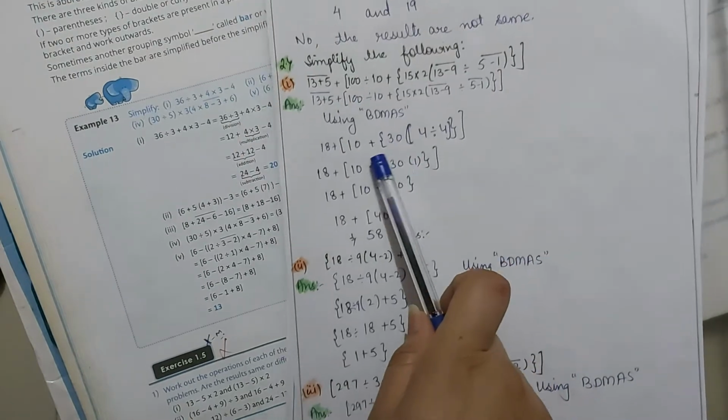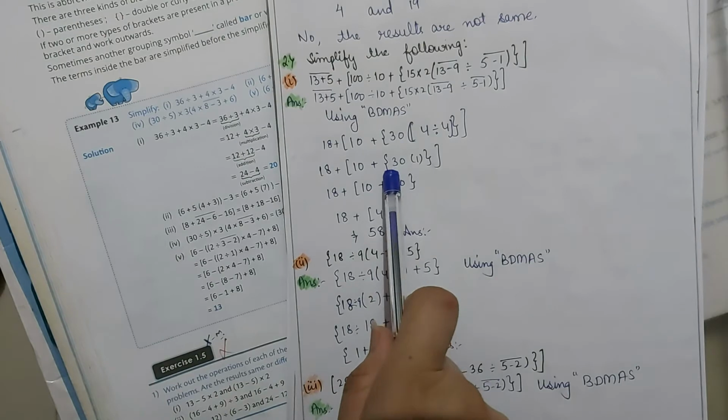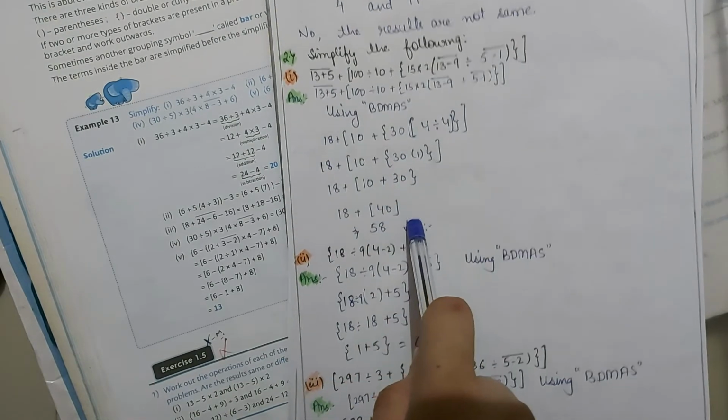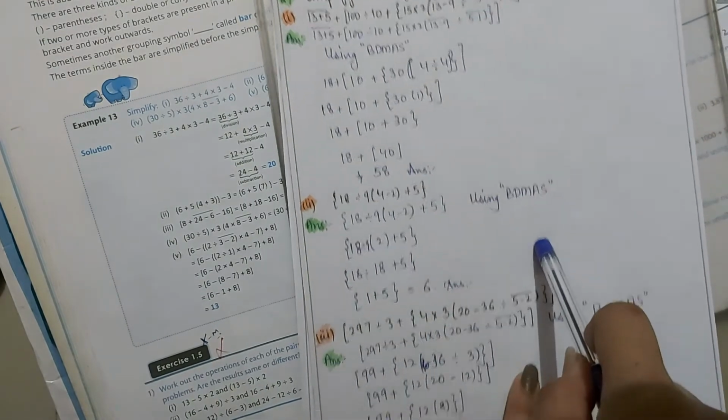So 15 multiplied by 2, that is 30. So 4 divided by 4 is 1. So 30 multiplied by 1 would be 30. Again 30 plus 10 would be 40. So our answer is 58 itself. So moving to our next question.